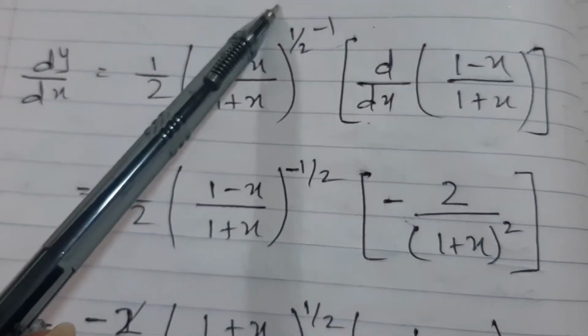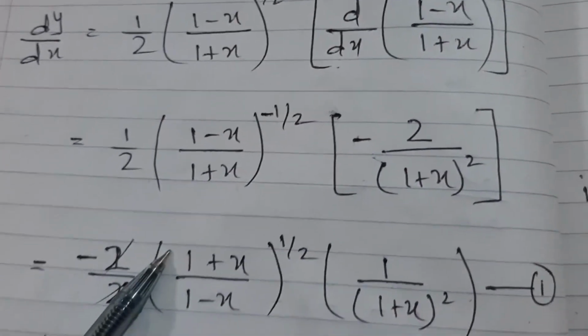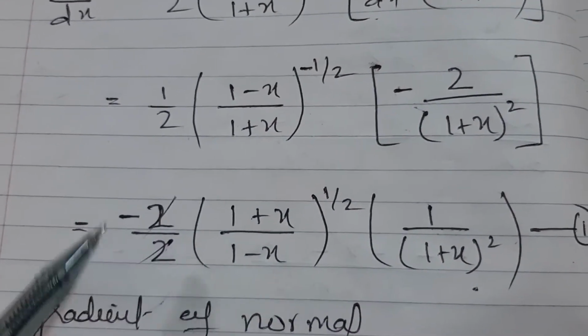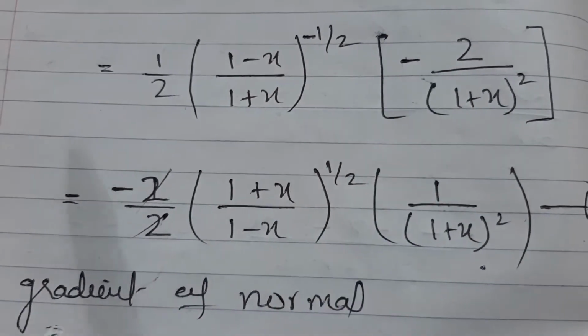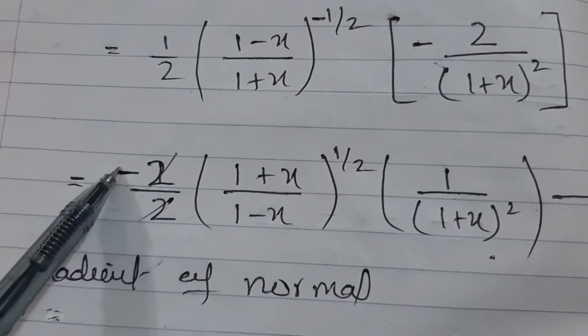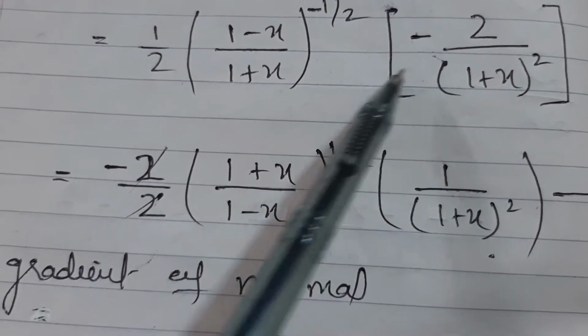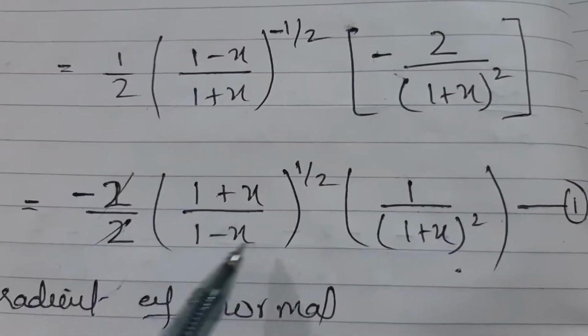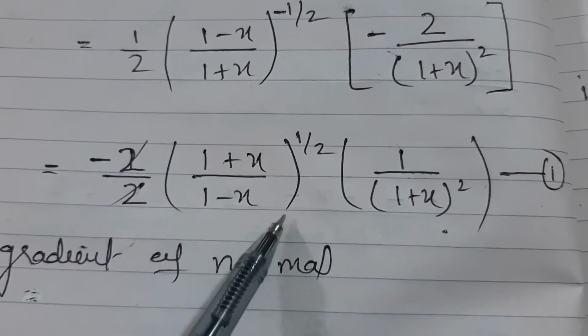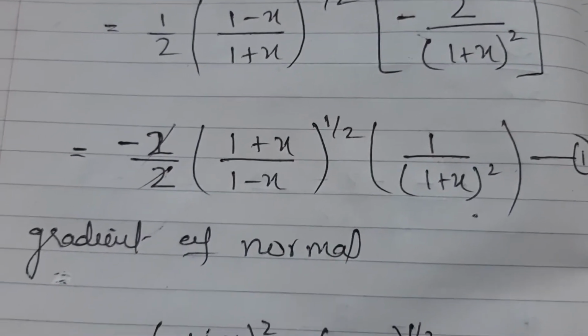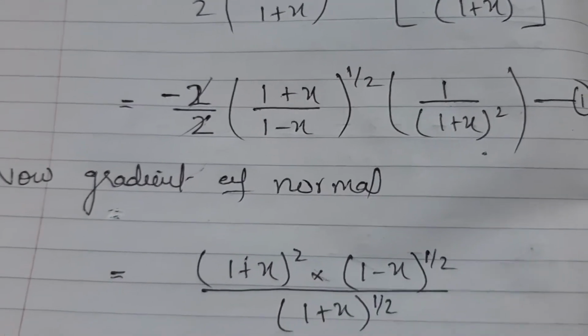Okay, continuing, this I have just copied down as it is. After that, what I'm doing here is just bringing this 2 out here. That's why it is here. And this minus sign is also going out here. Nothing else I have done so far. So the 2 cancels out, and I got this. Now the question says find the gradient of the normal.